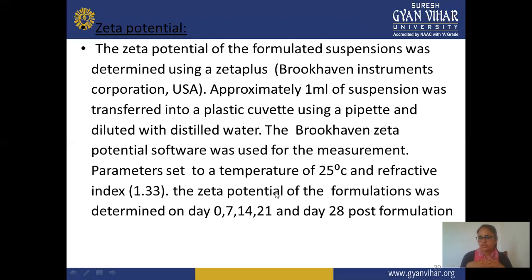It is a very simple method for determining the electrokinetics of your suspension, or zeta potential. Means first you take 1 ml suspension solution and add this to a cuvette and dilute it with water. And after diluting, you take the reading with the help of this Brookhaven instrument. And you should set some specific conditions like temperature 25 degrees Celsius and refractive index 1.33. After setting this, you check how much change takes place in zeta potential in every 1 week interval, from initial 0 to 7, 14, 21, and 28 days post formulation. So this zeta potential gives the electrokinetic readings of your suspension.